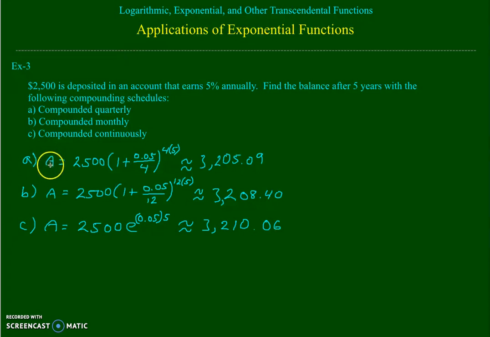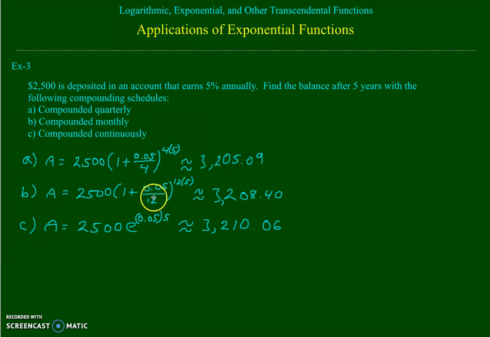Our final amount is equal to the initial principal times the quantity 1 plus the annualized interest rate, 5%, that's 0.05, divided by four compounding periods, quarterly, 4 times a year, and that whole thing is being raised to the power of the number of years, 5, times the number of compounding periods. We put that into our calculator and we get approximately $3,205.09.